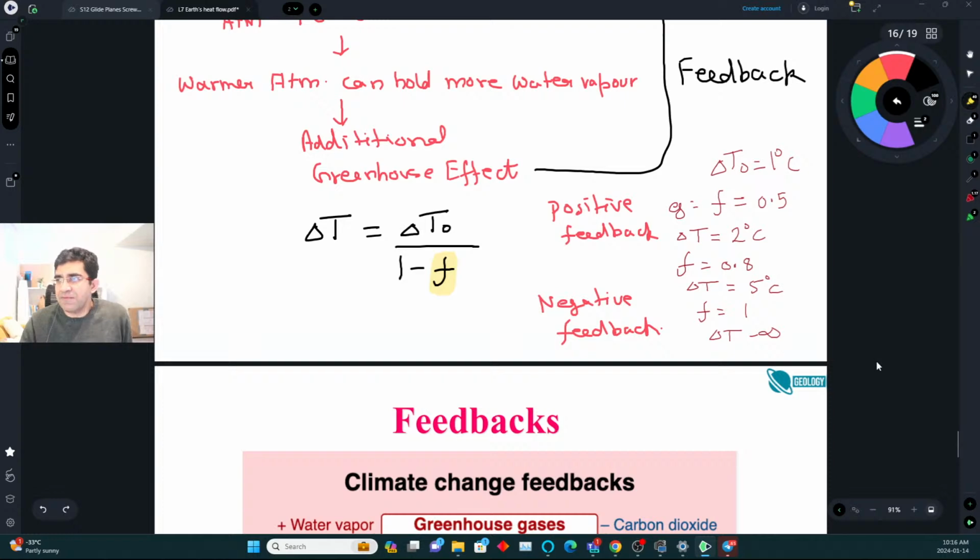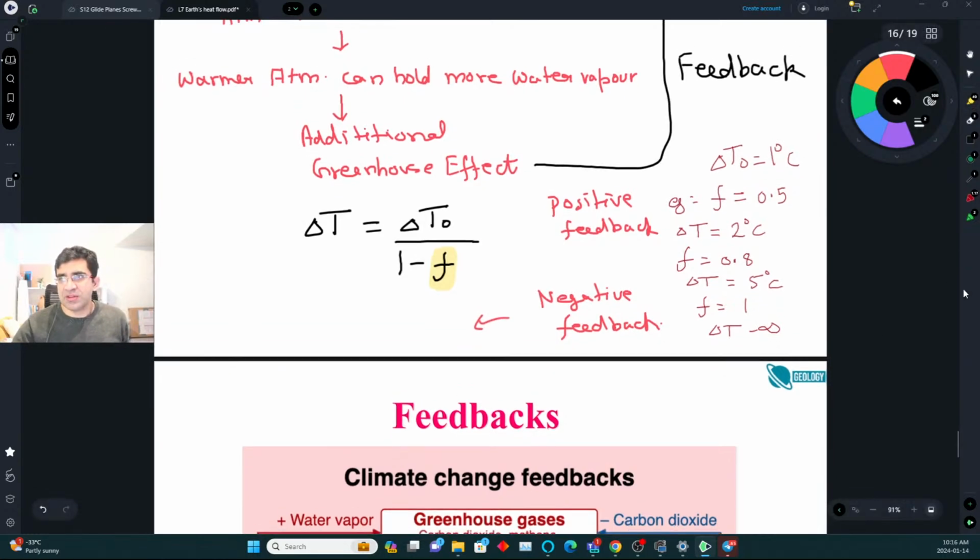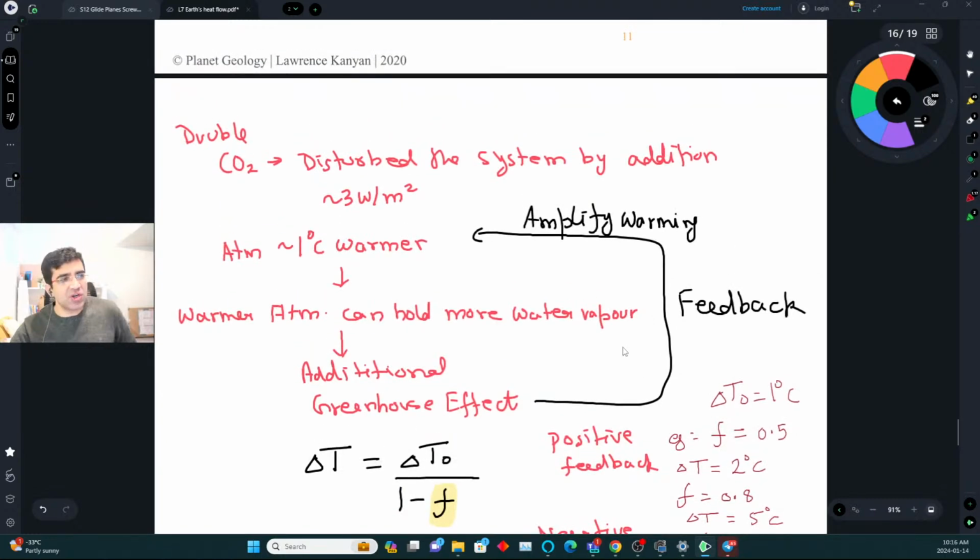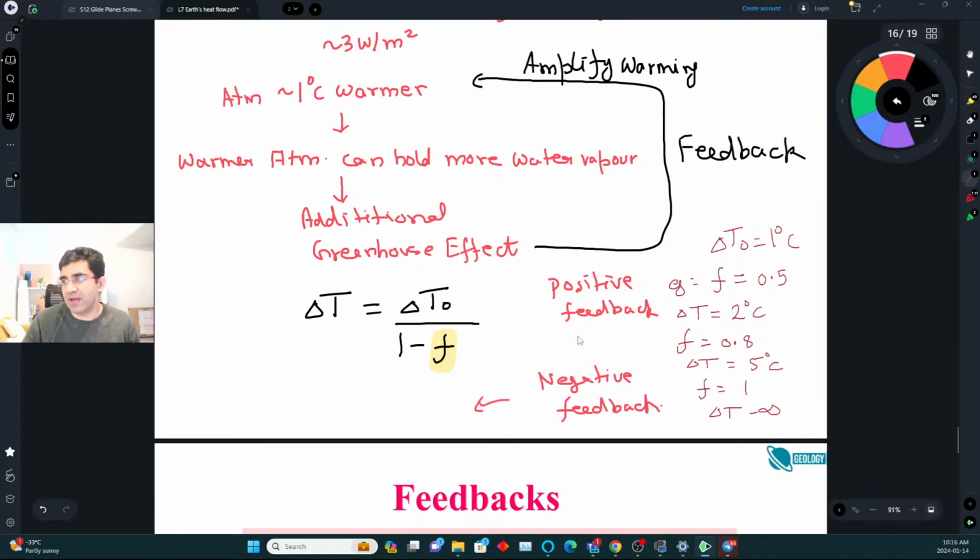If the feedbacks were negative, negative means the feedback, instead of amplifying warming, reduces warming. One of the simplest feedback effects is, if the earth is warmer, it emits more. That is a negative feedback, so that will reduce warming. So feedbacks could be negative also.